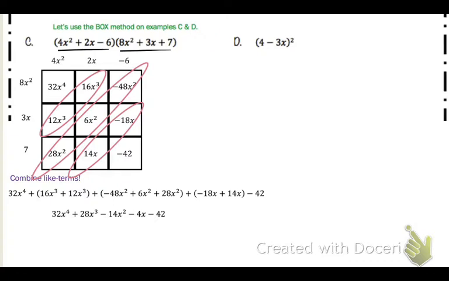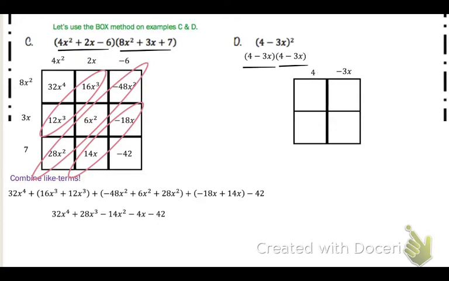Okay? Last example, let's look at example D. So we have 4 minus 3x squared. That squared out there means that we have 2 of the 4 minus 3x. Okay? If there was a 3 on the outside, that would mean we had 3 of those. If there was a 4 on the outside, that would mean we had 4. Since there's a 2, we have 2 of them. Okay? So we need to multiply these binomials. So we have 2 terms there. We have 2 terms there. We're going to draw a 2 by 2 box. Okay? And it's the same, so the same thing goes on the top and the side. Then we're just going to multiply this out.